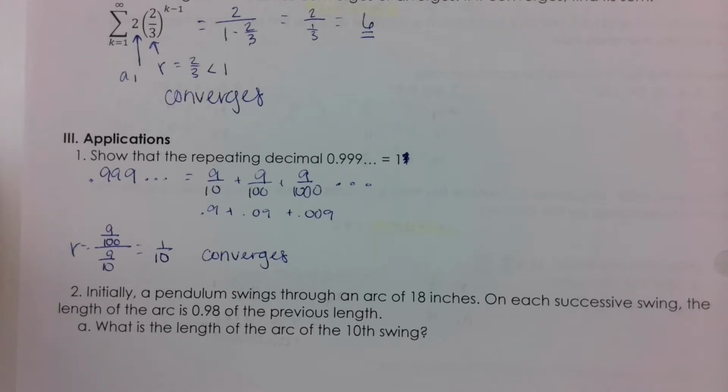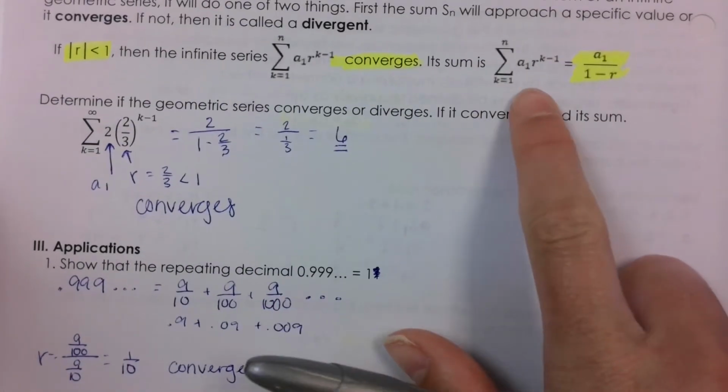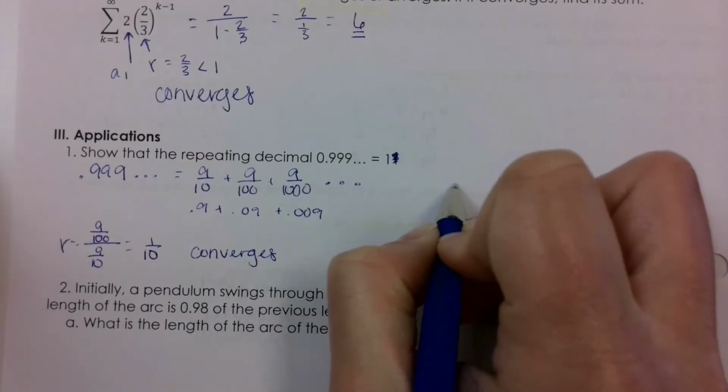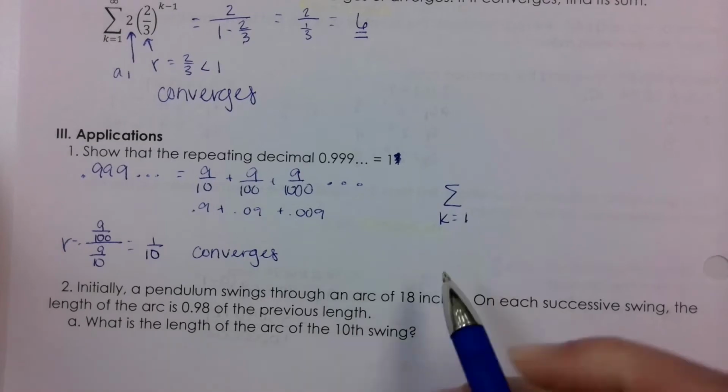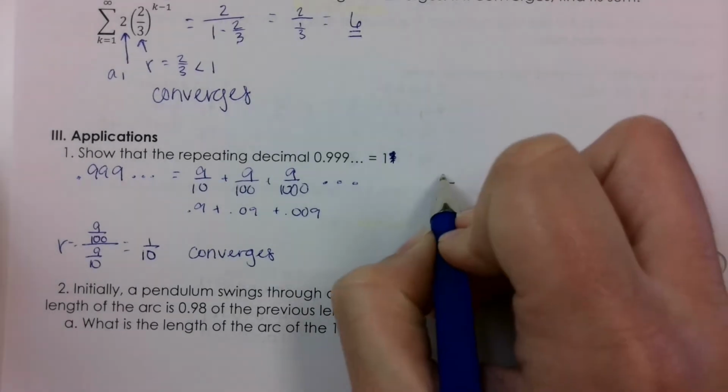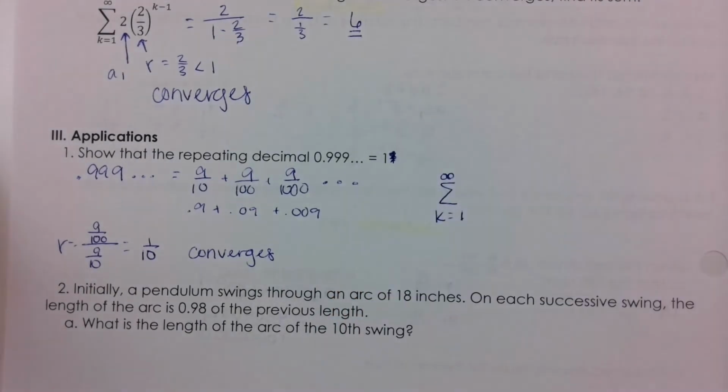So we're going to write it using this summation notation up here. We're going to have our big sigma, and we're going to start with k equals 1. And n is infinity for us because this is the sum of an infinite series, so we're just going to put an infinity up top. And what was our a sub 1? Where did we start?